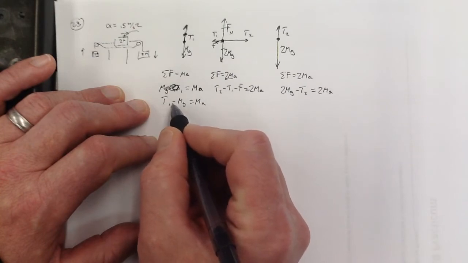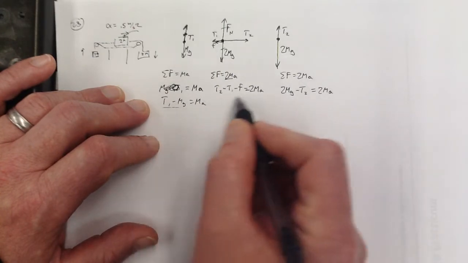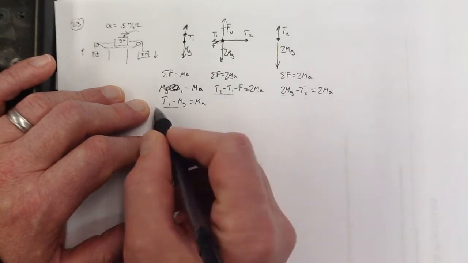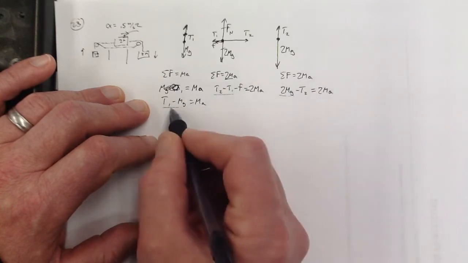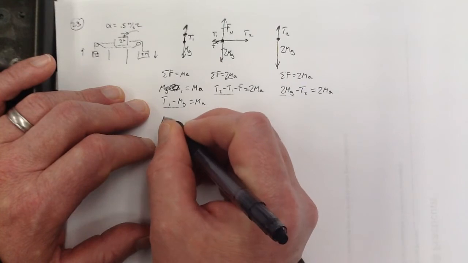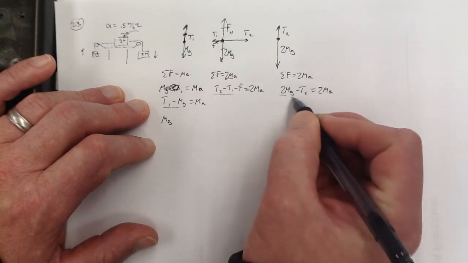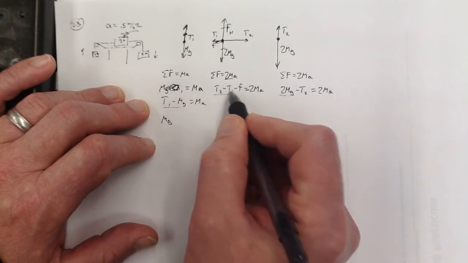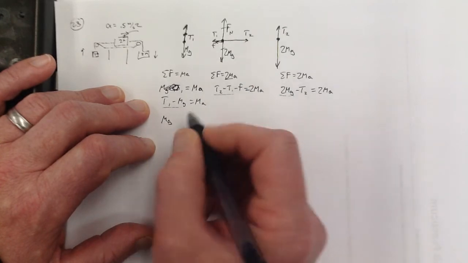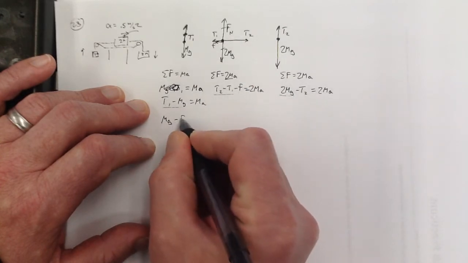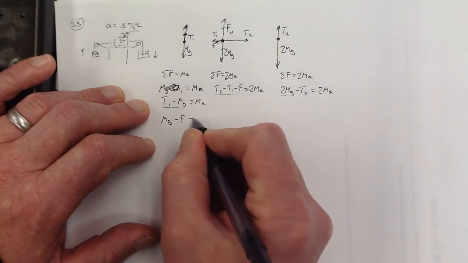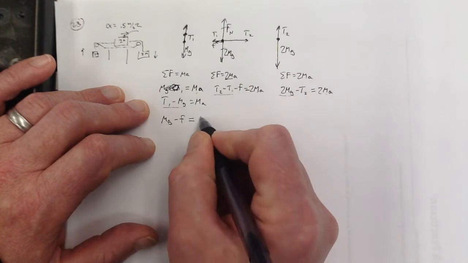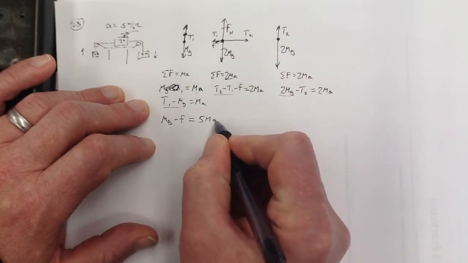So when I add all of the things together on the left-hand sides of these equations, all the tensions are going to cancel out. I've got 2mg minus mg. That cancels, that cancels, that cancels, and then minus friction. And then here I've got MA, 2MA, 2MA, that's 5MA.